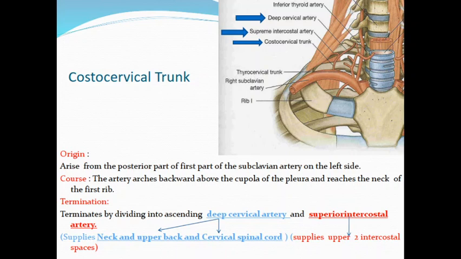So in the diagram you can see the deep cervical artery and the superior intercostal artery. The deep cervical artery supplies the neck, upper back and cervical spinal cord, and the superior intercostal artery supplies the upper two intercostal spaces.